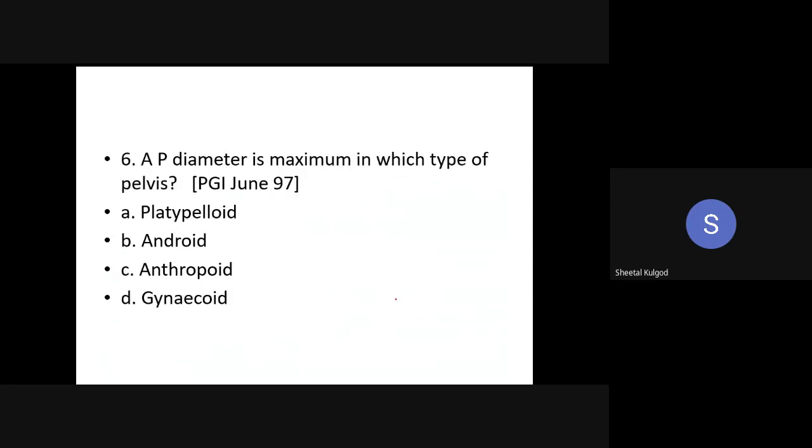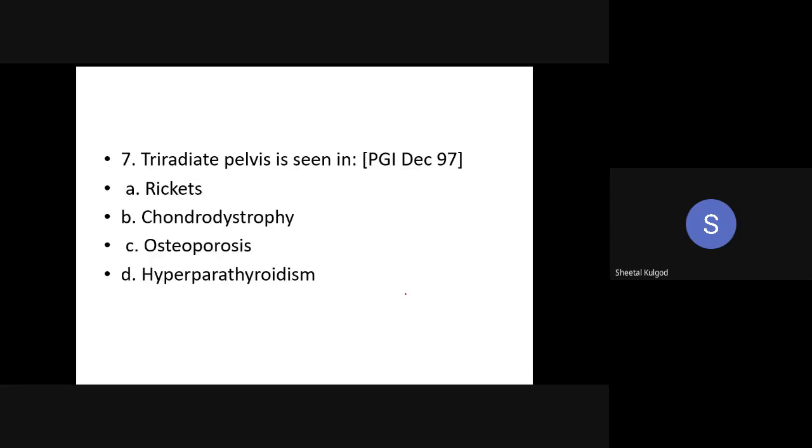Anterior posterior diameter is maximum in which type of pelvis? Platypelloid, android, anthropoid, gynecoid. Ma'am, anthropoid. Yeah, correct. We just now discussed, is it not? So in anthropoid, the anterior posterior diameter is larger. Triradiate pelvis is seen in rickets, chondrodystrophy, osteoporosis, or hyperparathyroidism.